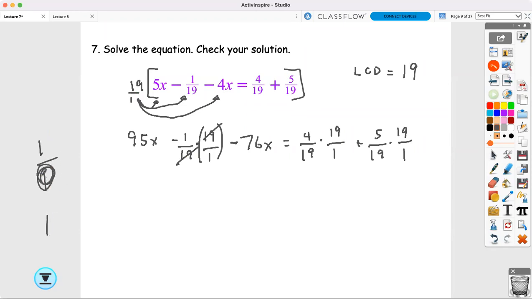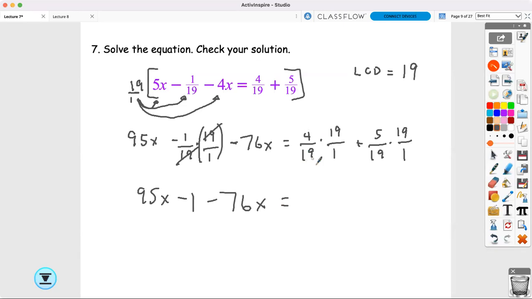Now, if we have something over 1, it's just the number itself. We can get rid of this bottom part, like we can ignore it. We don't have to put it, because we know every whole number is technically divided by 1. So here, negative 1 over 1 is just negative 1. Now bring down the 95x. Bring down this minus 76x.